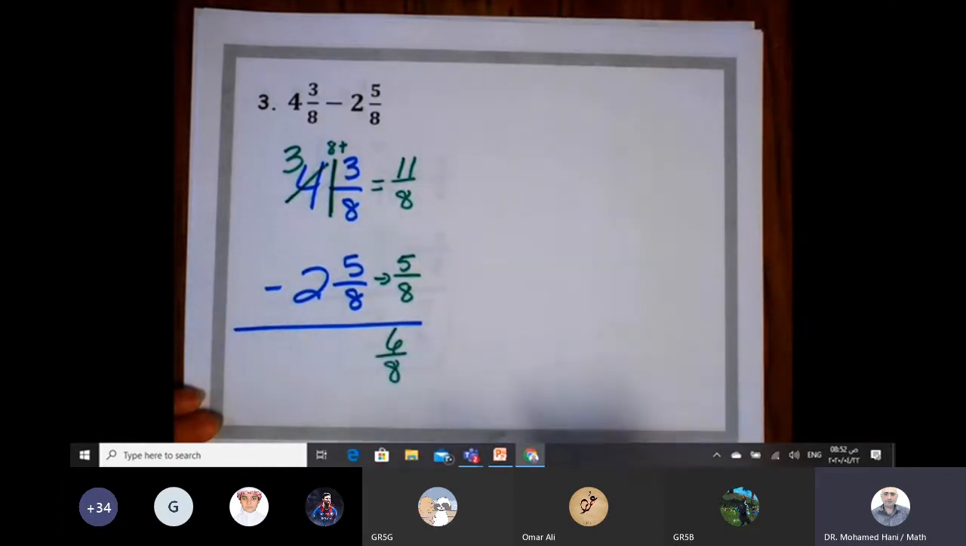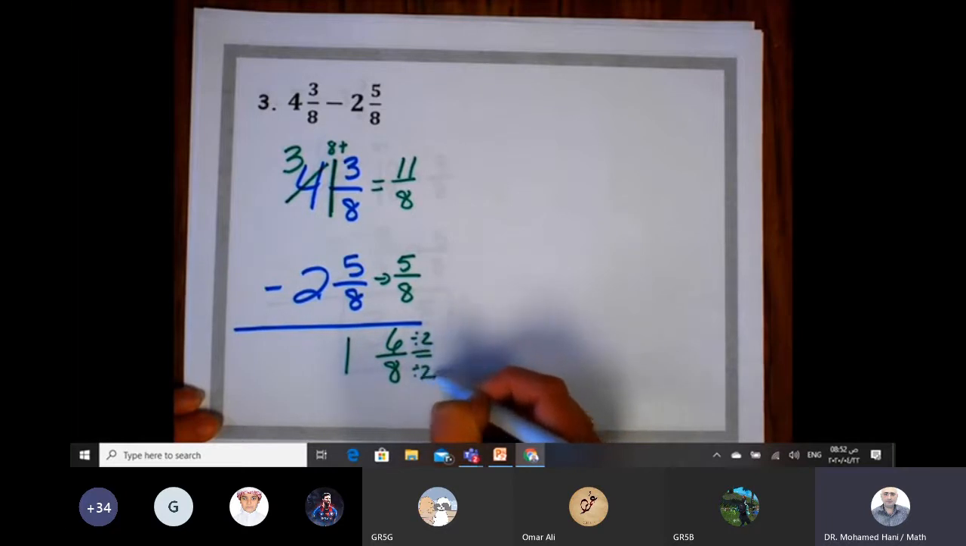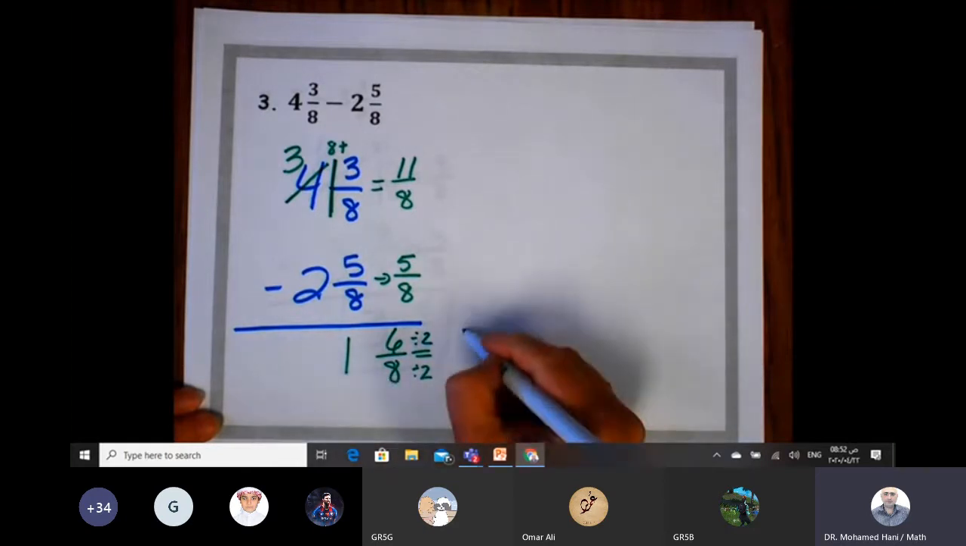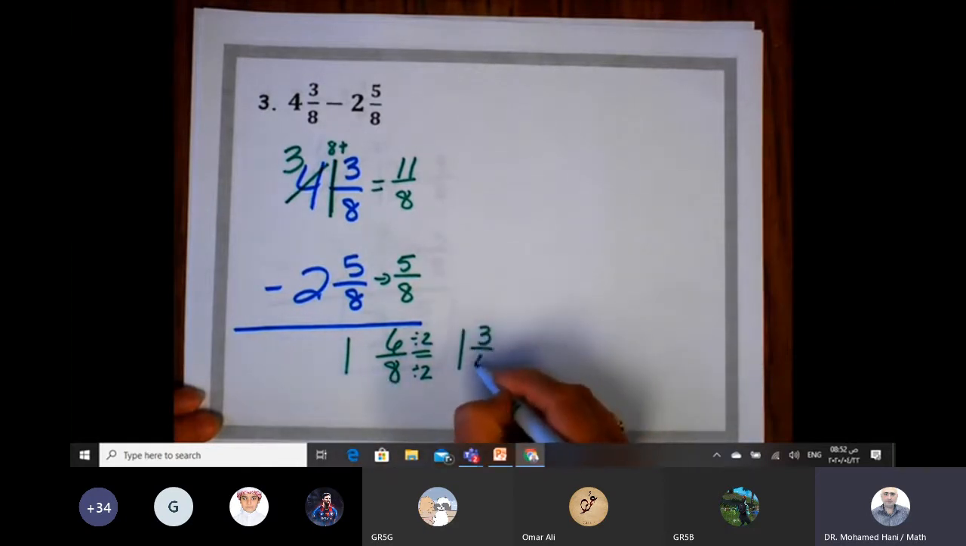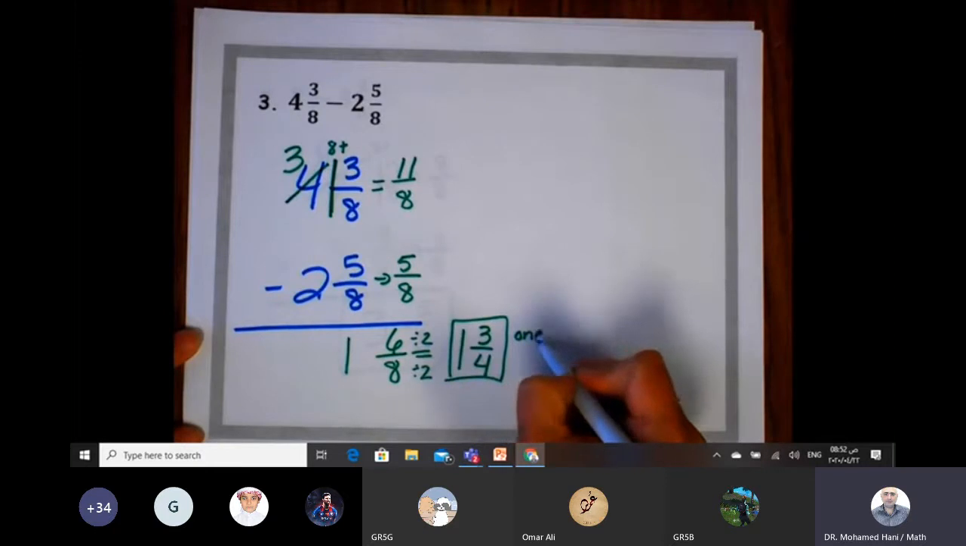Now let's subtract our whole numbers. 3 minus 2 is 1. Now I need to look at my fraction to see if it's in simplest form. I notice they're both even, so I can simplify by 2. When you simplify, don't forget to include your whole number. So 1 6/8 simplifies to 1 3/4. I know that 1 3/4 is in simplest form because my numerator and my denominator are 1 away.